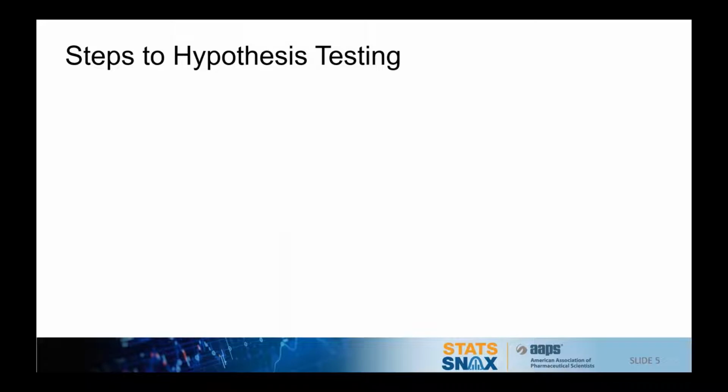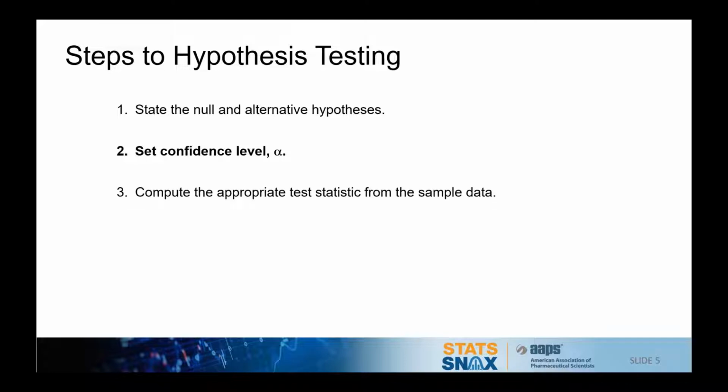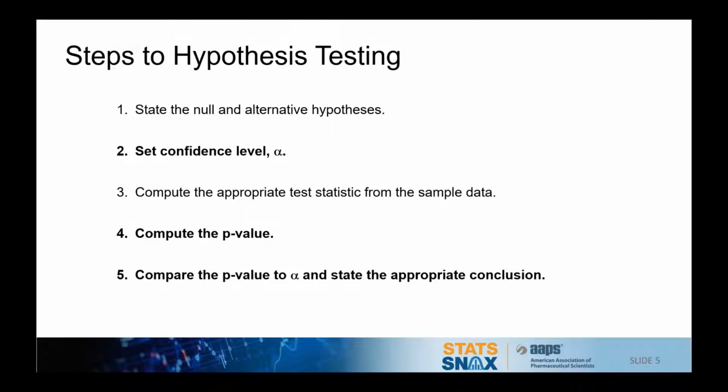To conduct a hypothesis test, we follow a 5-step process. 1, state the null and alternative hypotheses. 2, set the confidence level, alpha. 3, compute the appropriate test statistic from the sample data. 4, compute the p-value. And 5, compare the p-value to alpha and state the appropriate conclusion. We will now focus on steps 2, 4, and 5.